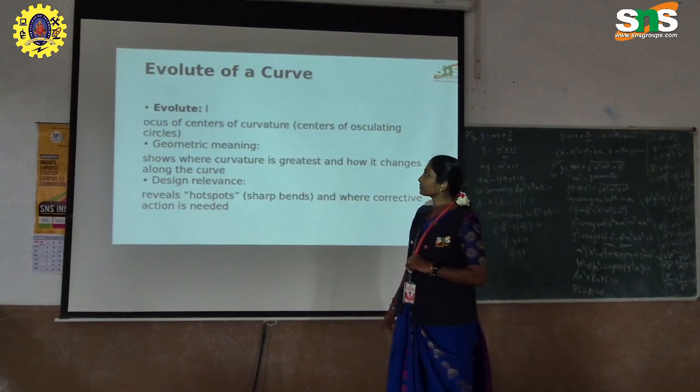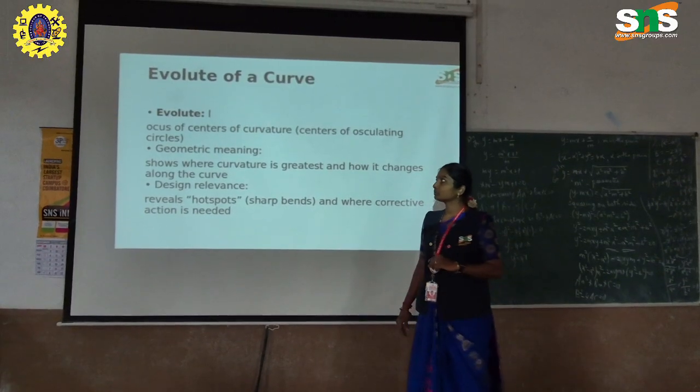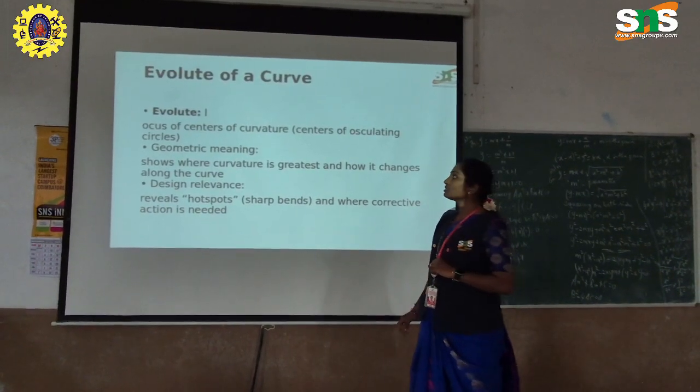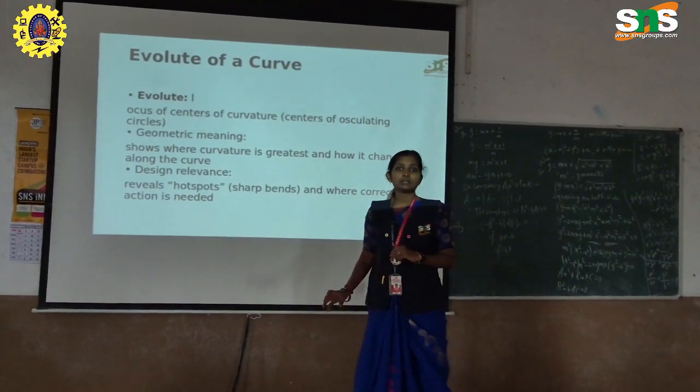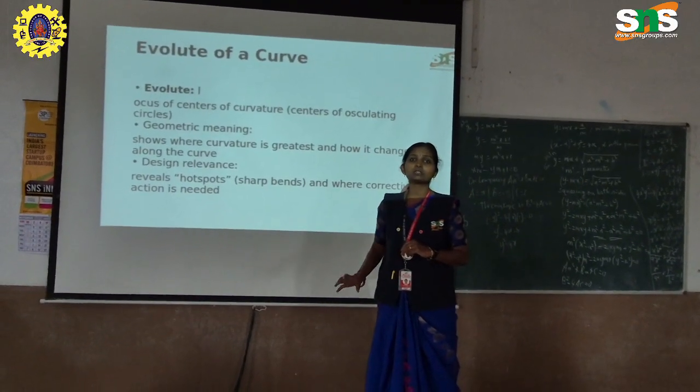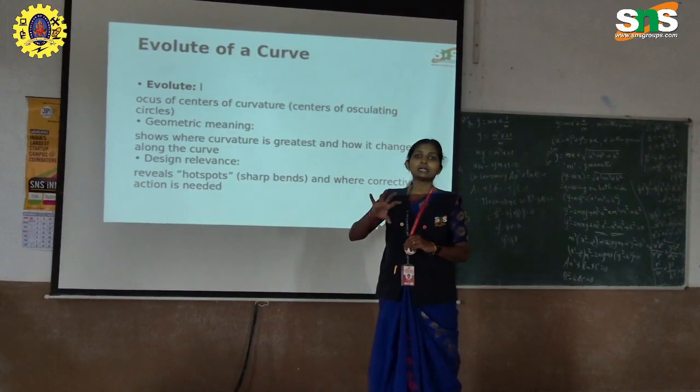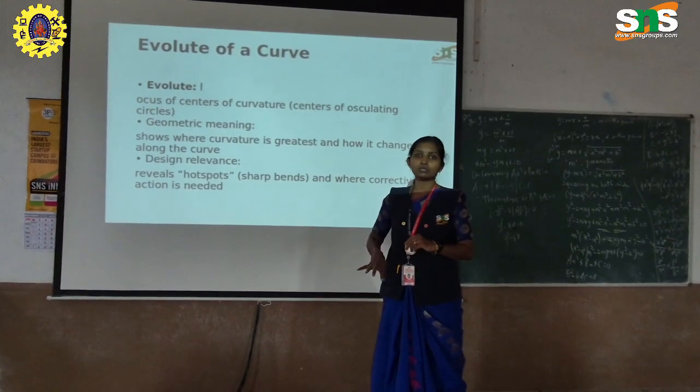Next slide. So what is an evolute of a curve? The evolute is nothing but the locus of centers of curvature. The centers of curvature points are joined and we have a path there. That particular path is called the evolute of the curve.